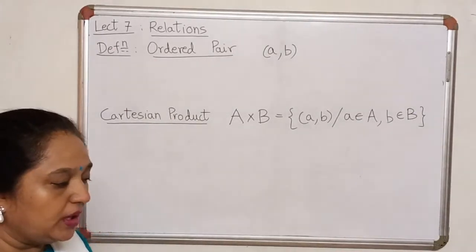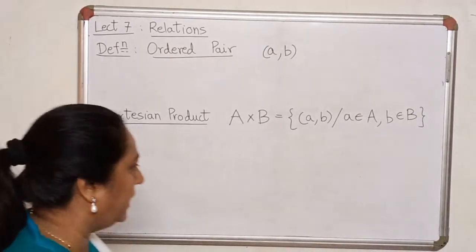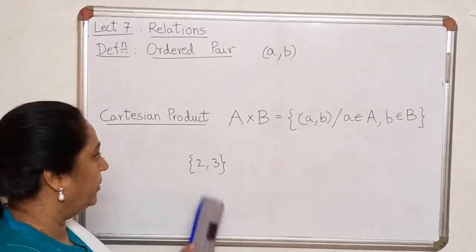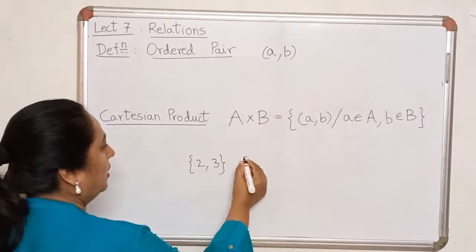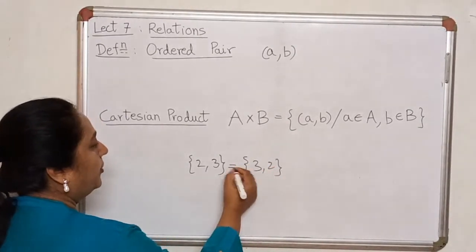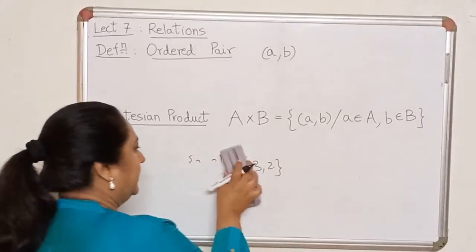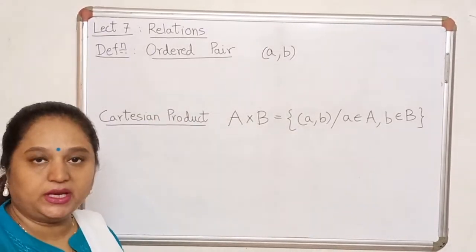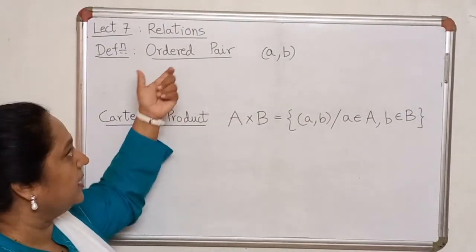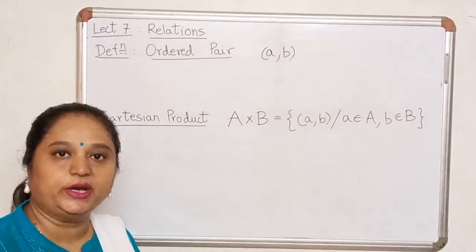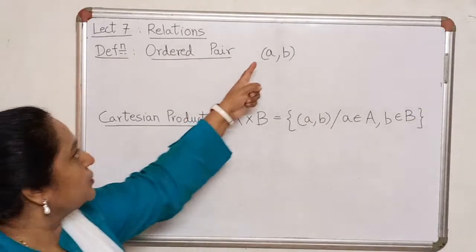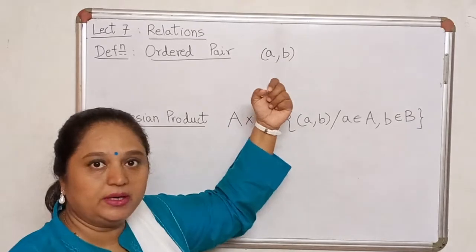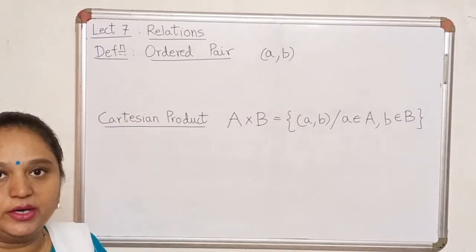So order is going to be important over here. Remember, when I write elements in a set, the order is not important. So whether I write the set as 2, 3 or 3, 2, they are both one and the same. So in a set, the order of the elements does not matter. But in an ordered pair, by the very name itself, it's a pair of elements in a specified order. So here, order is going to make a difference. A is called the first element or the first coordinate. B is called the second element or the second coordinate of the ordered pair.